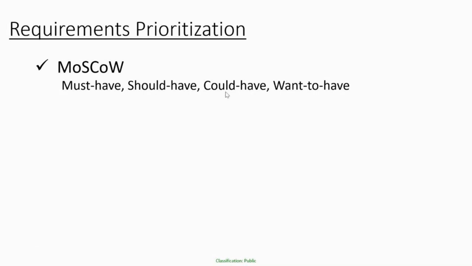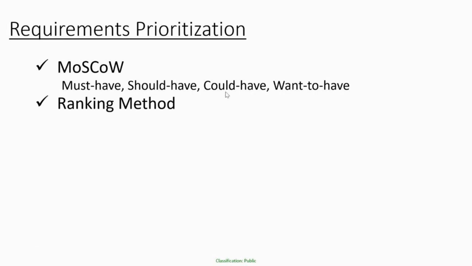Something could be like discounts or some welcome bonus on initial products that you order for, something like that. And want to have will be some requirements which are not well considered right now. Okay, so that comes under your MoSCoW technique.